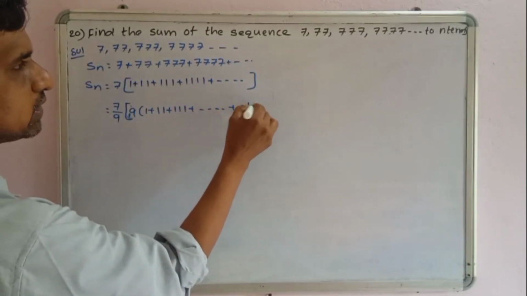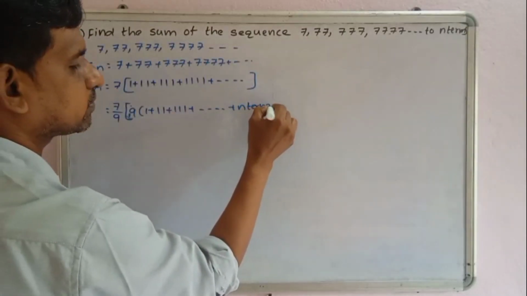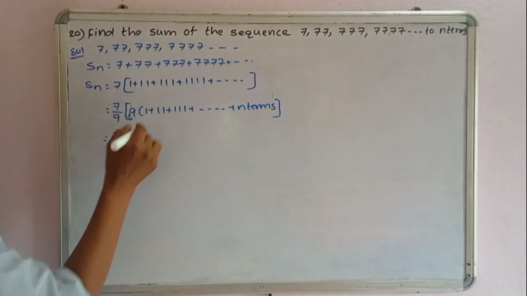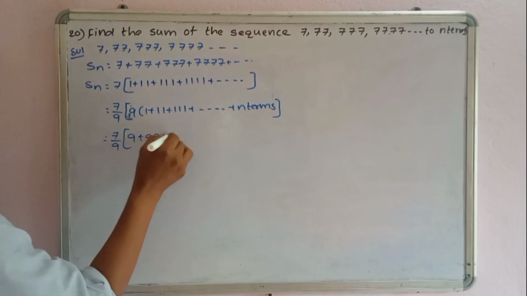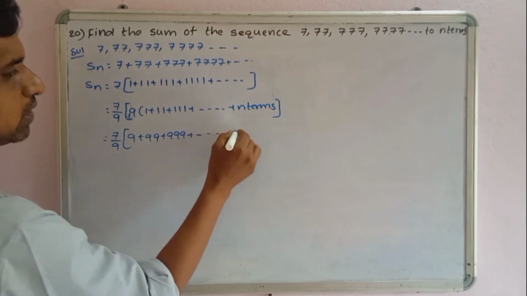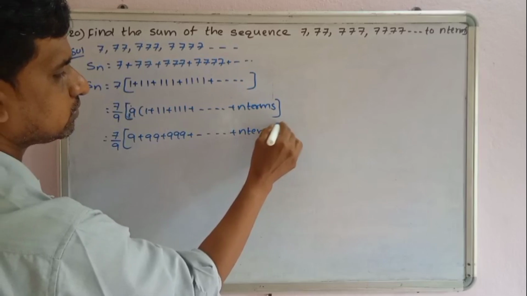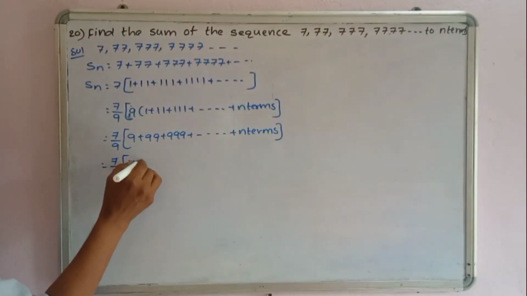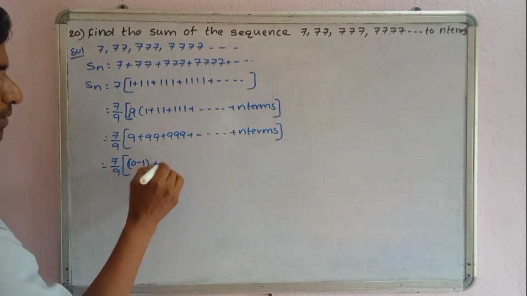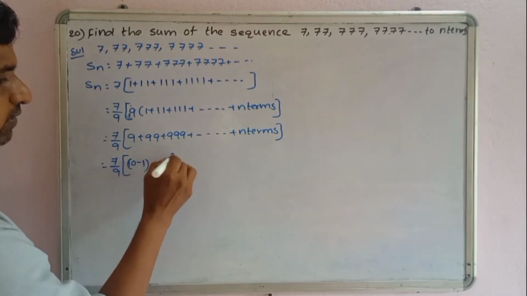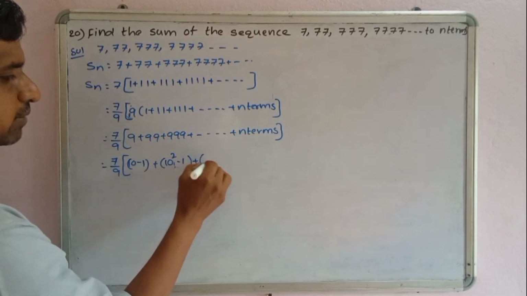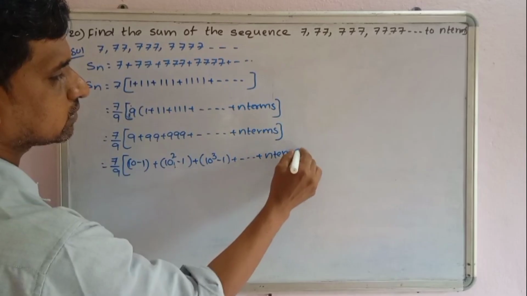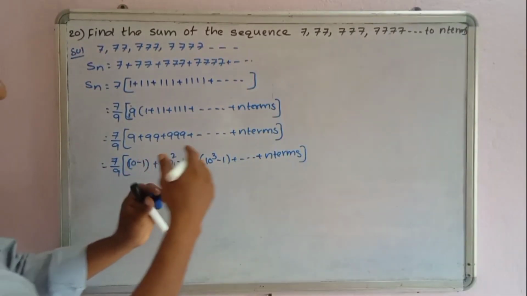సో 9 తో డివైడ్ చేసి 9 తో మల్టిప్లై చేస్తే 1 plus 11 plus 111 plus so on. Last term is the nth term. So here how many terms are there? N terms. Okay, so 7 by 9, 9 times of 1 is 9, 99, 999 plus so on n terms. So 7 by 9, 9 can be written as 10 minus 1, 99 can be written as 100 minus 1, that is 10 square minus 1, 999 can be written as 10 cube minus 1 plus so on n terms.